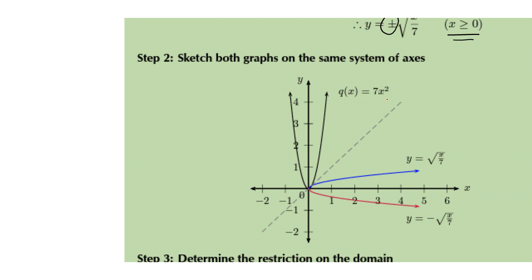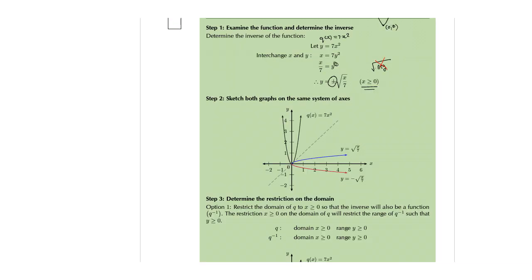Now you can see that if we put a vertical line through our inverse graph, it cuts at two different points, and that's why we say that the inverse of a quadratic is not a function. So we have to deal with that. How do we deal with that? We deal with it by restricting the domain of our original function.